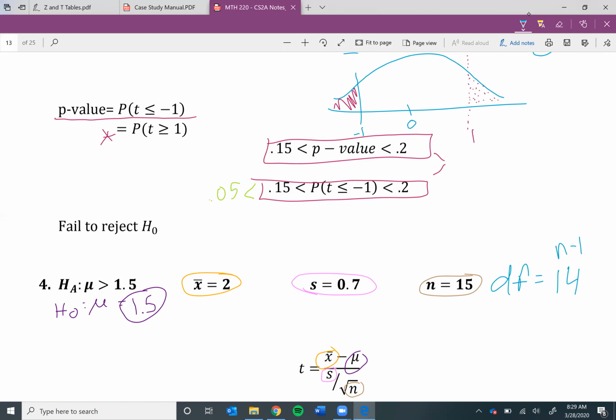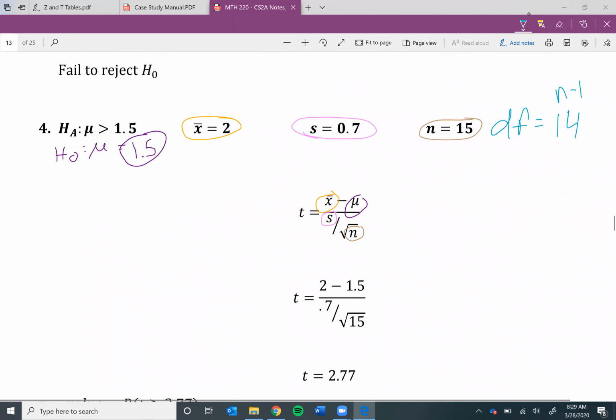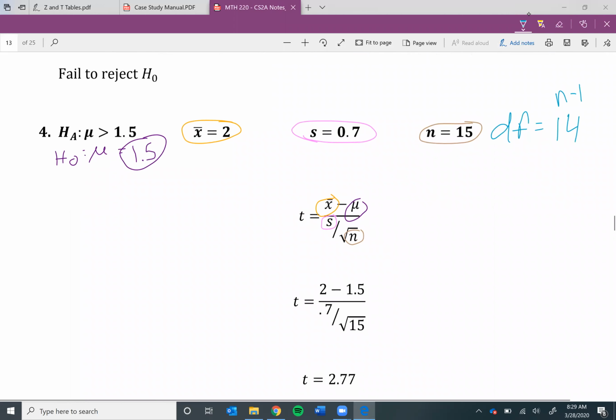So definitely take a moment, pause right here, type these numbers in your calculator and make sure that you get T equals 2.77. Okay, so T equals 2.77. That's our test statistic now, okay? So the same instructions still apply. We're just writing our p-value statement, getting our p-value from the chart, making a decision, okay?